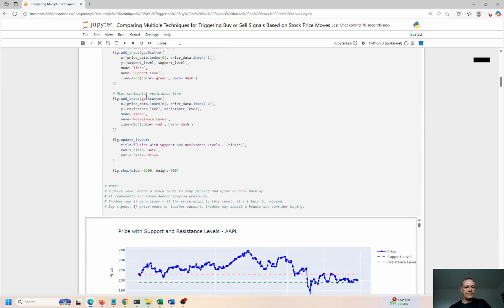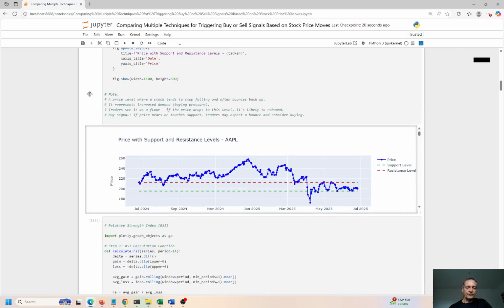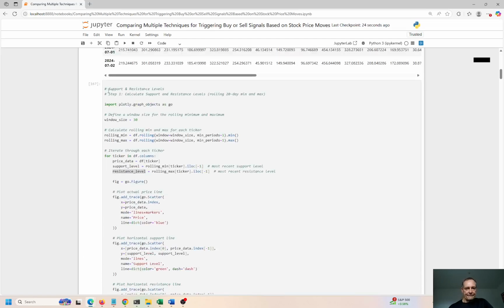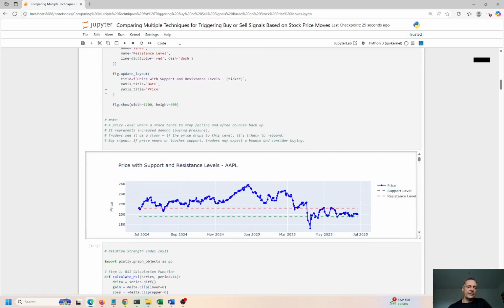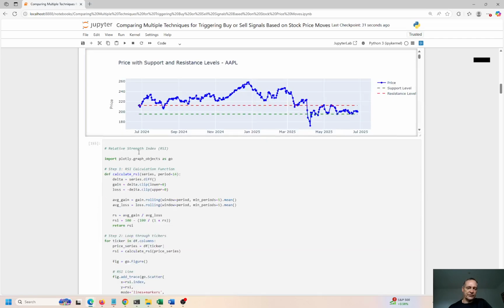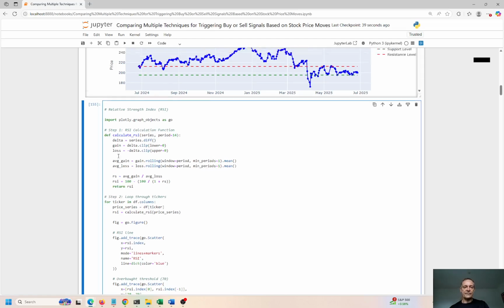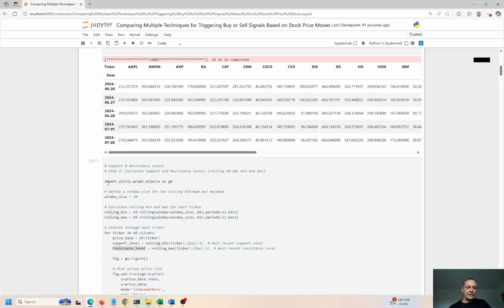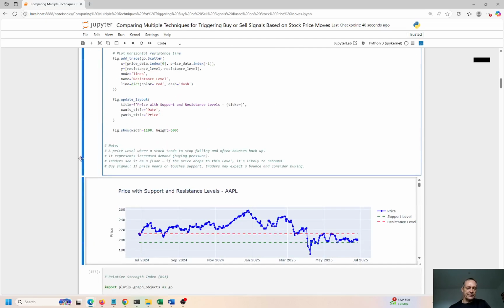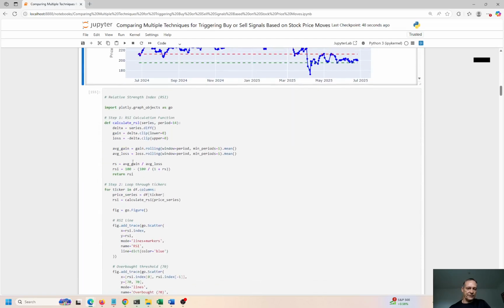So here's the historical prices coming in. There's the relative support and resistance, right? SNR. This is the SNR strategy. So the next strategy is RSI, the relative strength index. Again, this is going to be similar to the last one we looked at, support and resistance. RSI is going to be similar to SNR, but with a few slight differences.